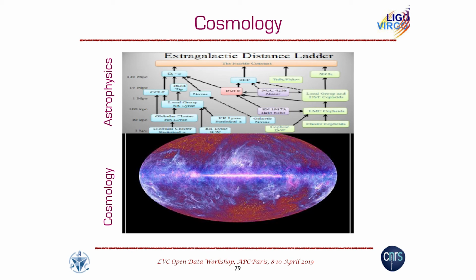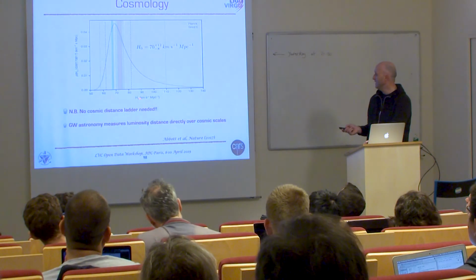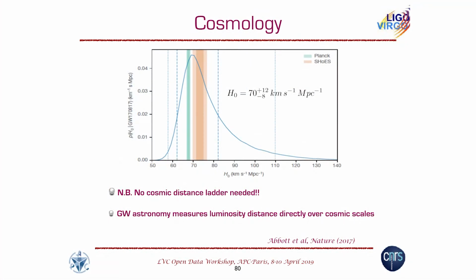You can do it two ways. You can use distance ladders from astrophysics, or you can use CMB information from cosmology. This is what we get from gravitational waves. And again, it's not a fantastic result, but it is based on one event. And more importantly, we don't need cosmic distance ladders. We measure the luminosity distance to the source directly.